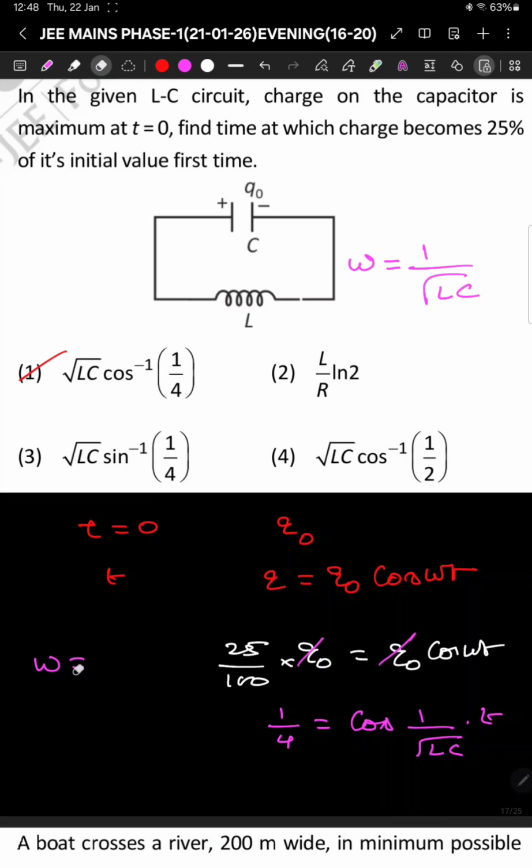You are asked to find the time value. So bring that cos to this side. This becomes cos inverse 1 by 4. Bring that root LC to this side. This becomes root LC into cos inverse 1 by 4 equal to time t. Option 1. Let's go to the next question.